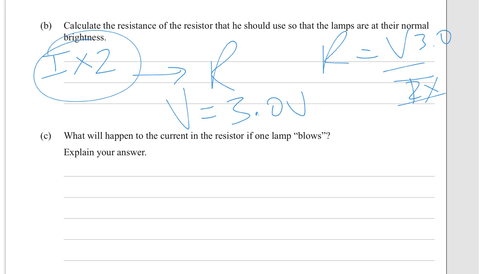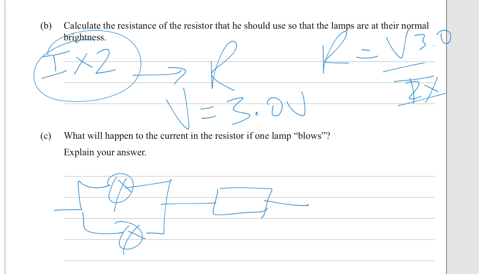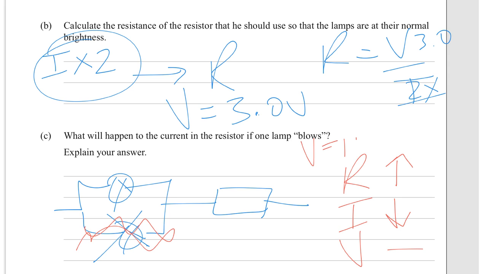Explain your answer. So in the parallel section, here's our lamps, here's our resistor going to the total current. So we've got one of these blows completely, so it's gone. That's one less pathway. That means the resistance of the entire circuit increases. If the resistance of the entire circuit increases, that means the current of the entire circuit decreases because the voltage has stayed the same. V equals I times R. So if you have an increase in resistance, you have a decrease in current to preserve the same voltage. So there'll be less current, which is our explanation, going through the resistor.